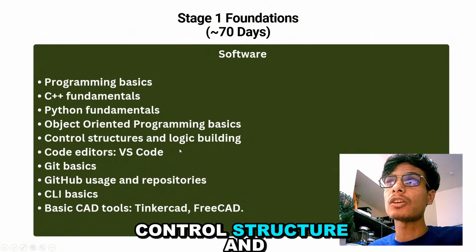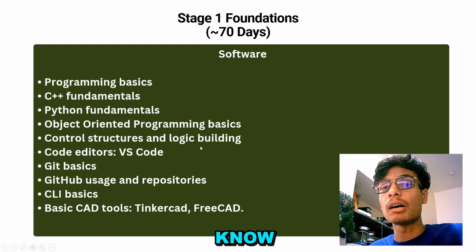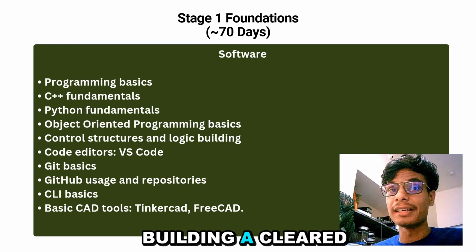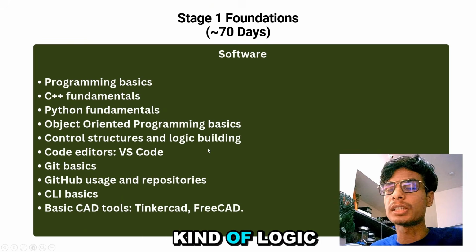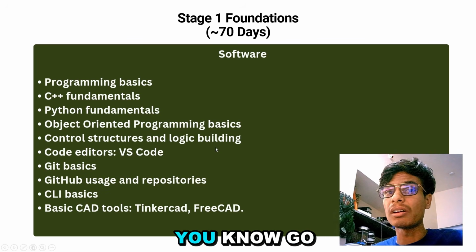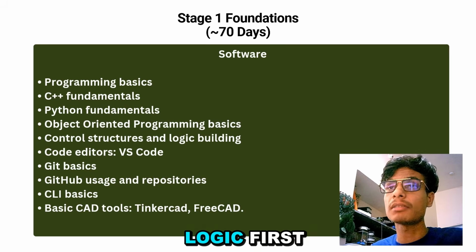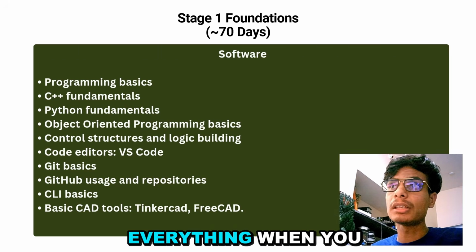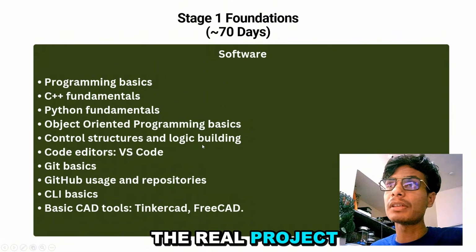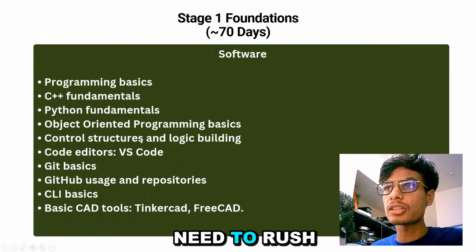Next is the control structure and logic building. So you need to get basic logic building cleared in your mind so that you can build different kinds of logic. Initially you don't need to go up to very extensive logic. You need to build a basic logic first, then over time when you are working with the real project, everything will be automatic, so you don't need to rush a lot.